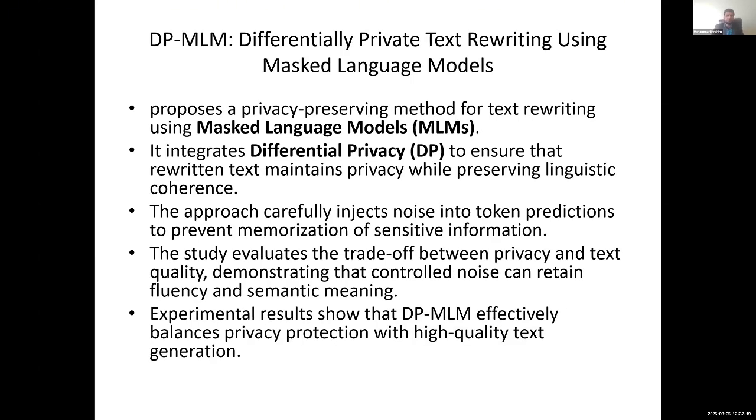And the third model is related to text rewriting using the masked language model. They propose a privacy-preserving method for text rewriting using masking. It integrates differential privacy into the LLM to ensure that the rewritten text provided to the user maintains privacy while preserving linguistic coherence. So it will keep the privacy intact while providing valuable, compliant writing language.